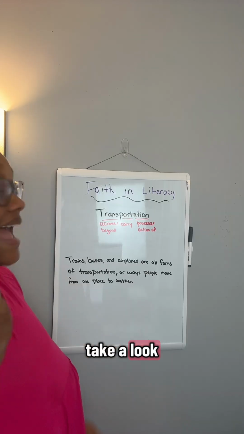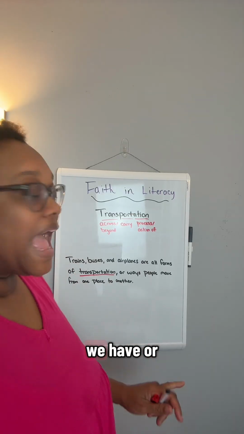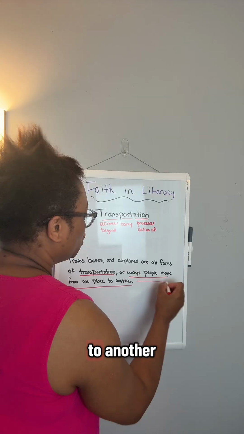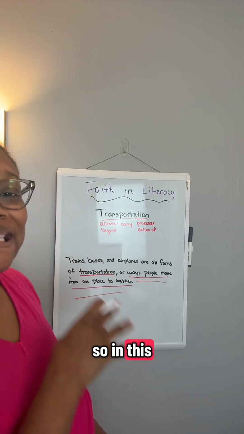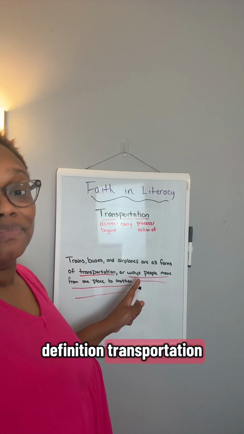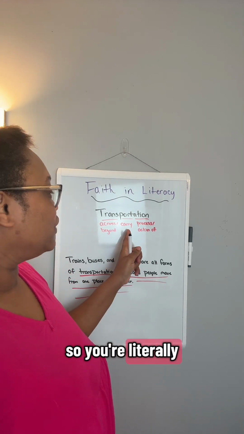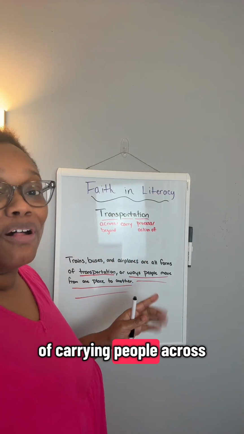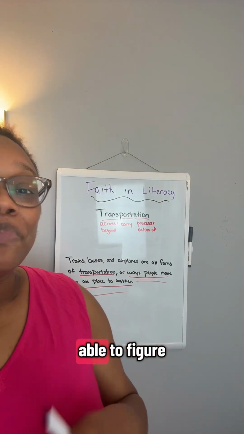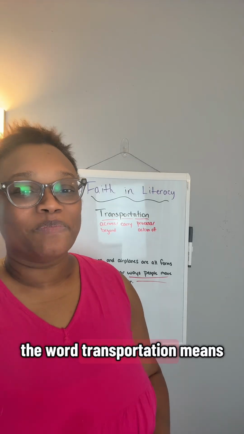So let's first take a look at our word. Transportation. Now, after the comma, we have or ways people move from one place to another. So in this sentence, it's actually giving us the definition. Transportation, or, right, is a way that people move from one place to another. So it's the process of carrying people across, right, from one place to another. So here, they're able to figure out that definition clue. They'll be able to know what the word transportation means.